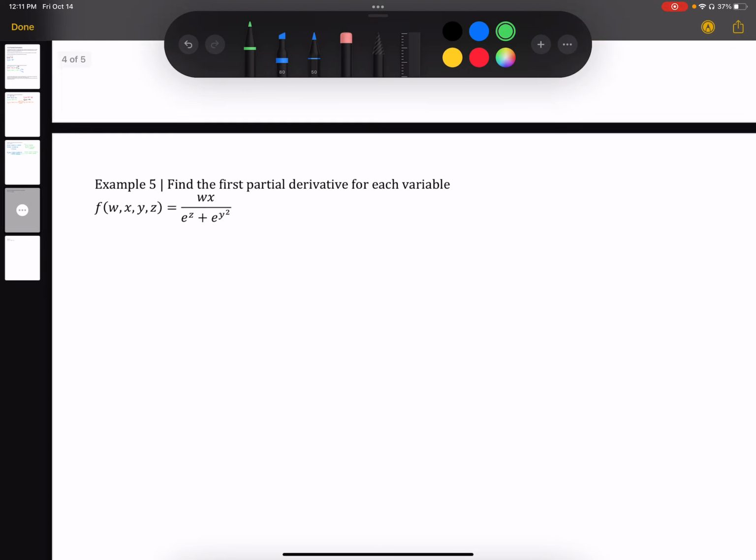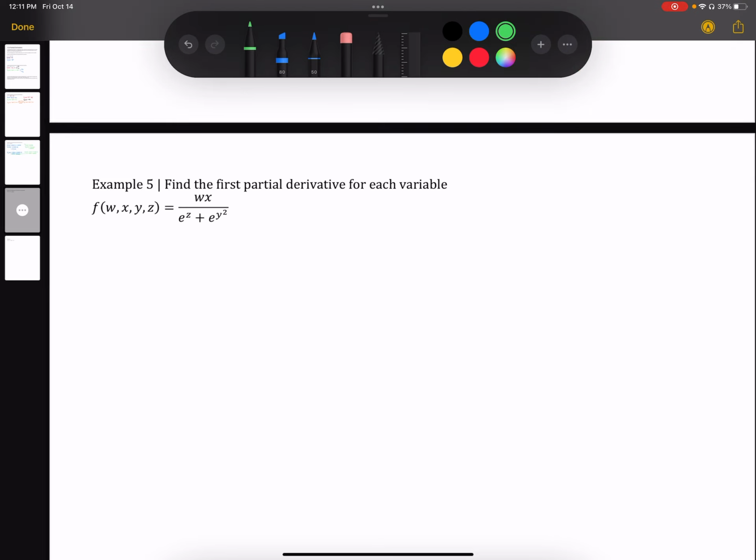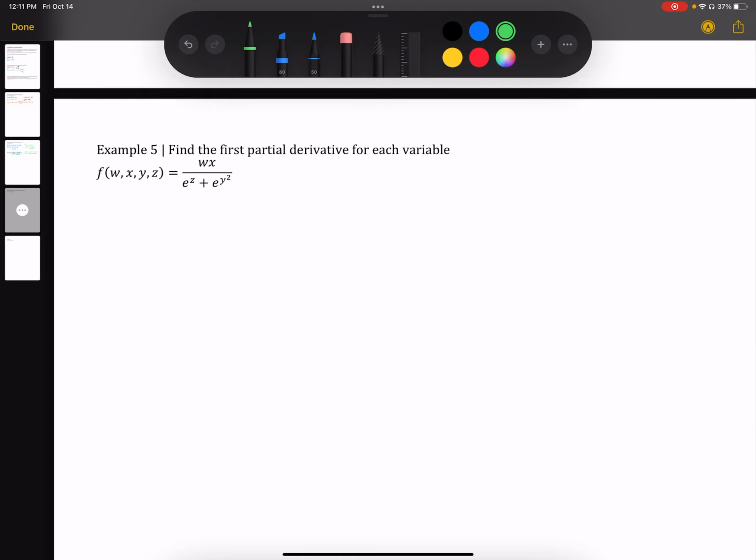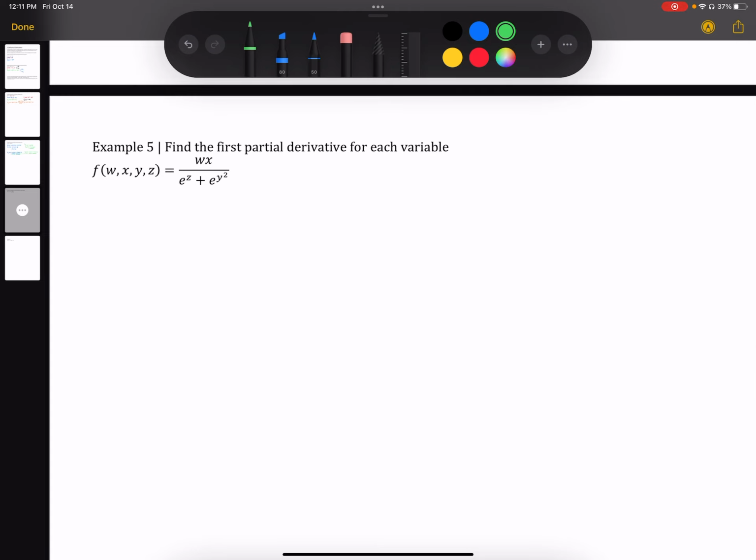For our next example, it's just a review of some of the basic rules for other functions like e, and later on we'll see a logarithm. The process of partial derivatives works for however many variables you have. When you're finding that partial derivative, you treat all other variables as constants. So we want to find the four first partial derivatives for this function.